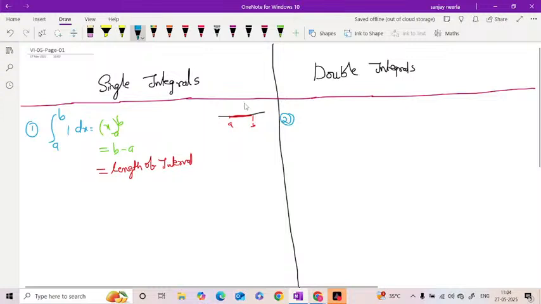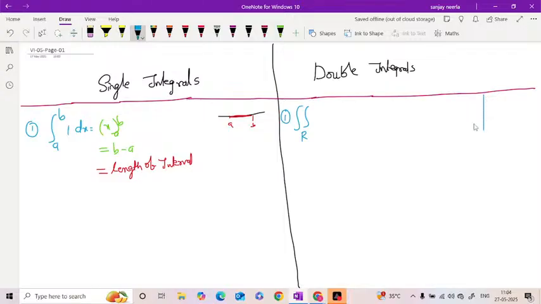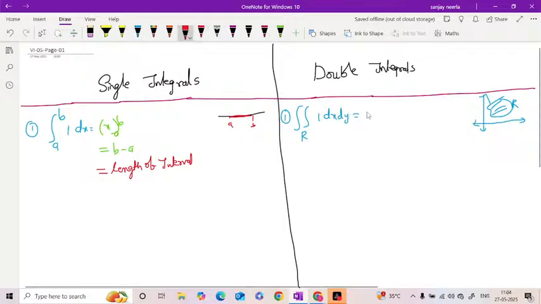Now come to the double integral. What will happen in the double integral? So here I am taking a region. So this is some region, assume. Now 1 dx into dy. What is the expected result? Area, sir. Area of the region. Very good. So area of the region, that means the measurement of the region.